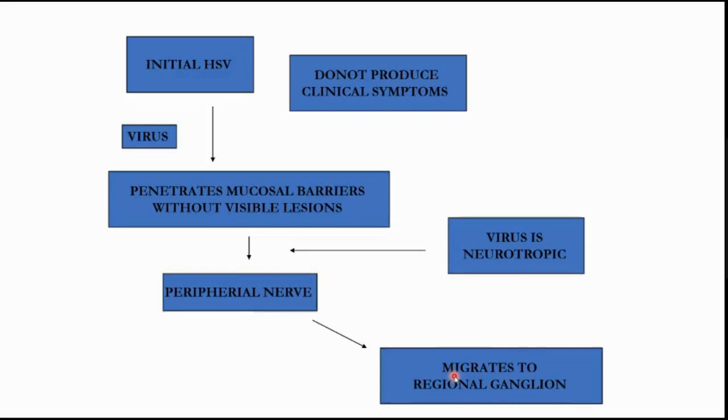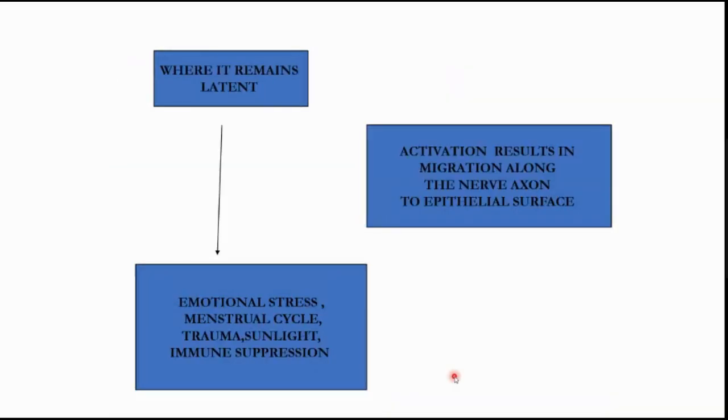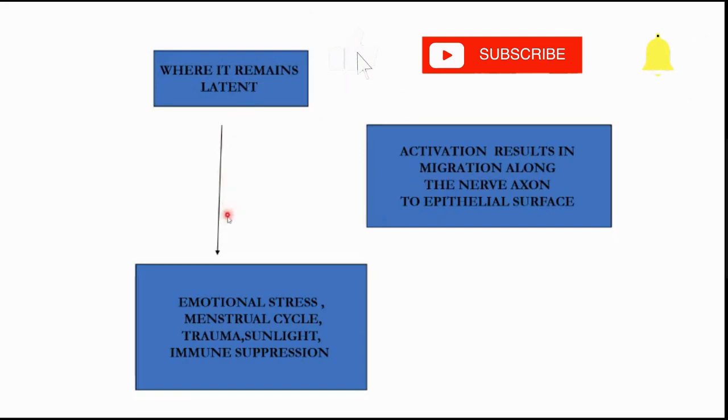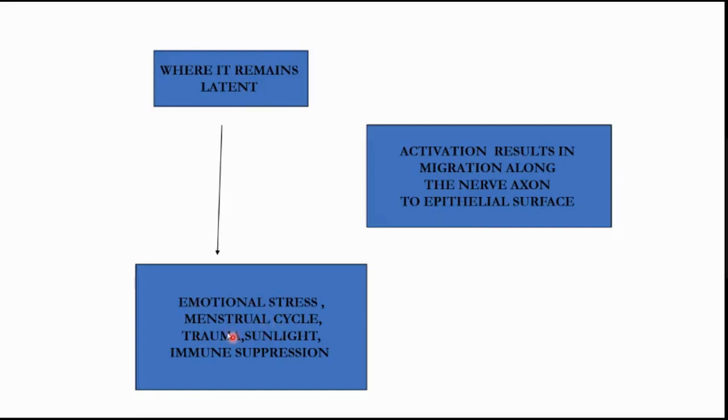I hope you know what is the meaning of latency and quiescence. So basically, it is not active. But whenever there is a trigger, suppose there is some sort of trigger or activation that results in migration back along the nerve axon to the epithelial surface, okay? And the triggers to cause this are emotional stress, menstrual cycle in women, trauma, sunlight, and immune suppression in general. So all this can act as a trigger.